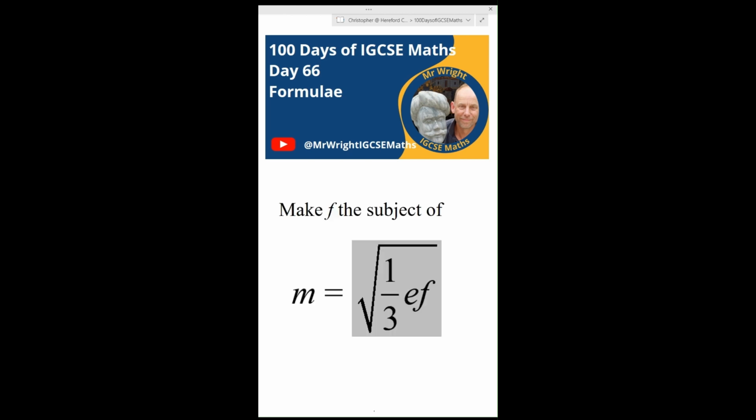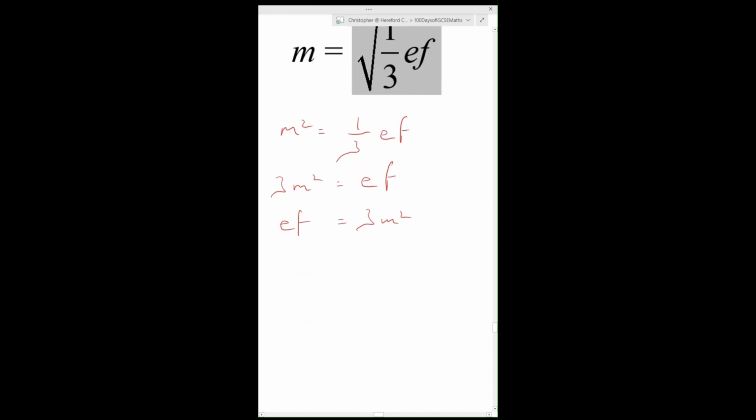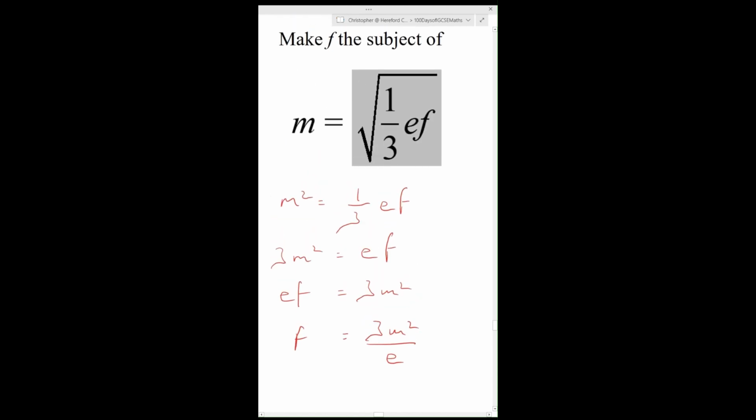It's day 66 of 100 days of IGCSE Maths Exam Questions. Pause the film now if you'd like to do the question before me. Right, I'm going to square both sides to get rid of that square root sign. Now I need to write this as f equals, so I multiply both sides by 3 to get rid of the third. I'm going to turn it round now because I like it to have the f on this side. Divide both sides by e. 3m squared divided by e is 3m squared over e.